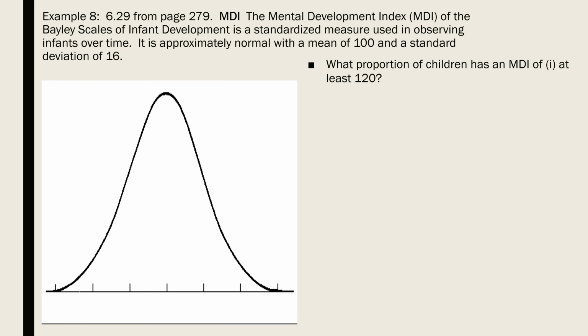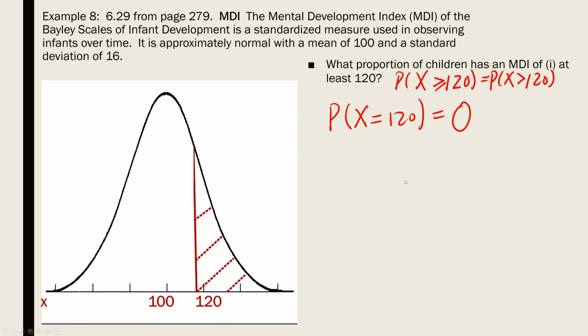Here is another example from your textbook. You can pause this video and read the question. What proportion of children has an MDR at least 120? This question is equivalent to what is the probability of x larger than or equal to 120? This probability also equals the probability of x larger than 120. This is because for a continuous probability distribution, the probability of x equals a single point, for example 120, equals 0.